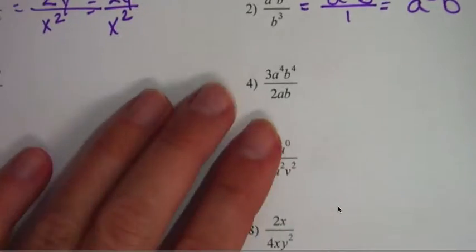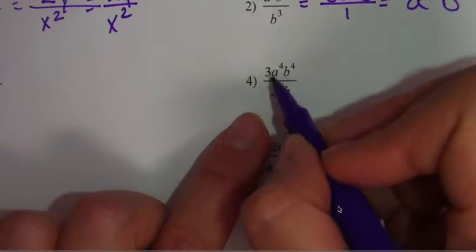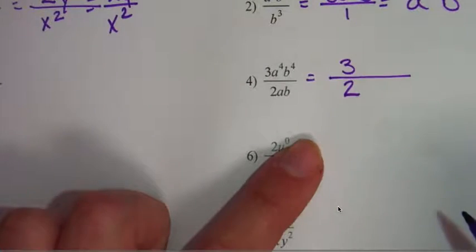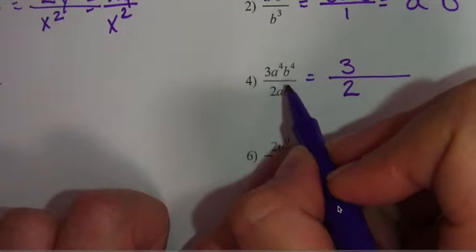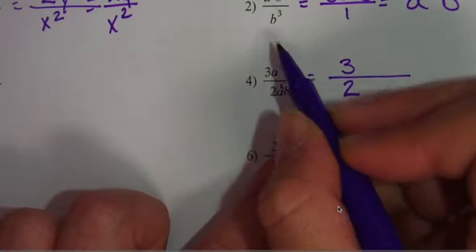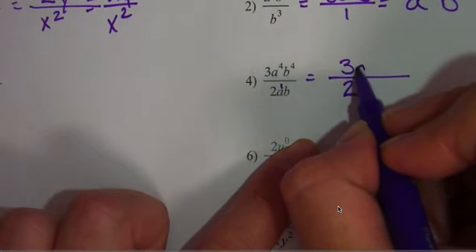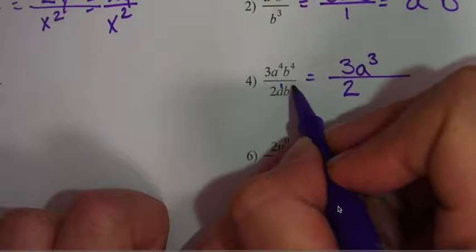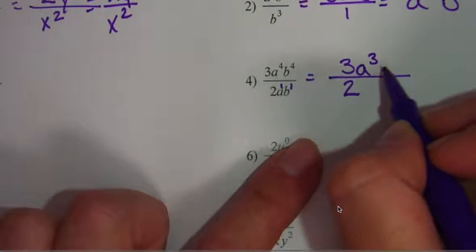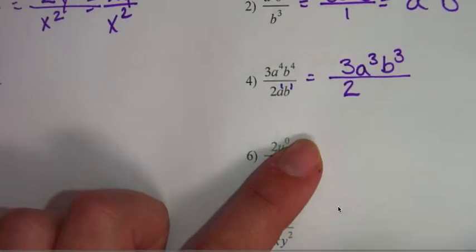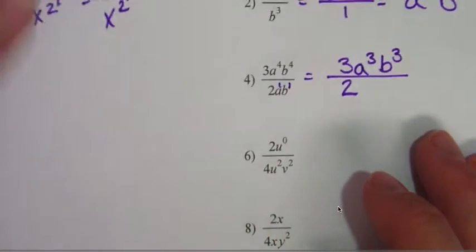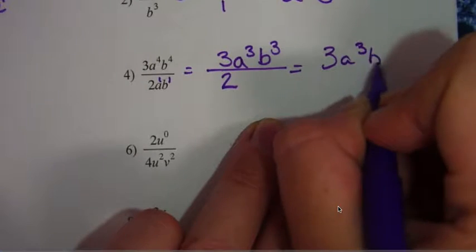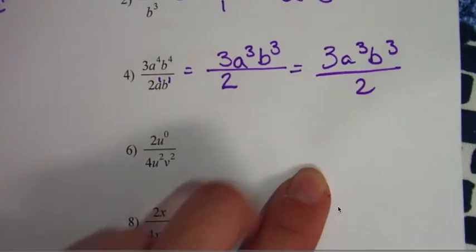Let's go down to 4. So 3 over 2, can't simplify at all, so I've got to stay in fraction form. So I have a to the fourth and I have a to the first. 4 minus 1 is 3, so 3 stays up. I have b to the fourth and b, 4 minus 1 is 3. And there it is. If you wanted to write it a little neater, you could just write it like this. But it doesn't really matter.